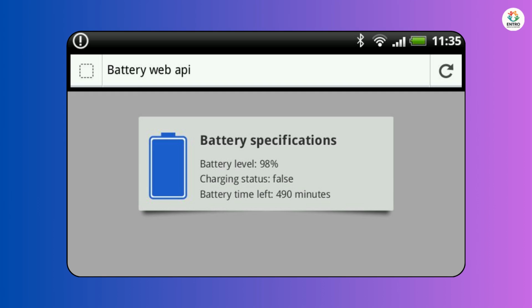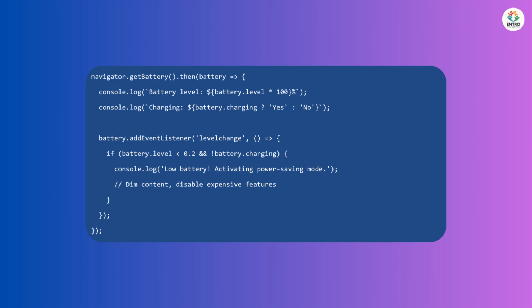Imagine your web application being able to intelligently reduce its resource consumption when the user's battery is low, or only perform heavy background tasks when the device is charging. This is next-level user experience and energy efficiency. It's about creating a more considerate and energy-aware web experience.